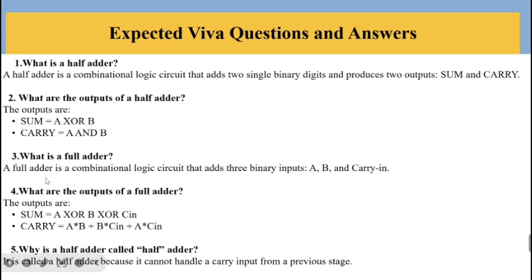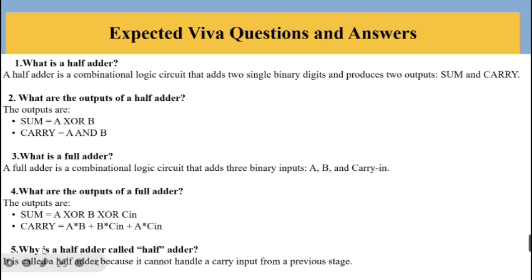What is a full adder? A full adder is a combinational logic circuit that adds three binary inputs: A, B, and carry in. What are the outputs of a full adder? The outputs are: sum is equal to A XOR B XOR Cin. Carry is equal to AB plus B Cin plus A Cin.